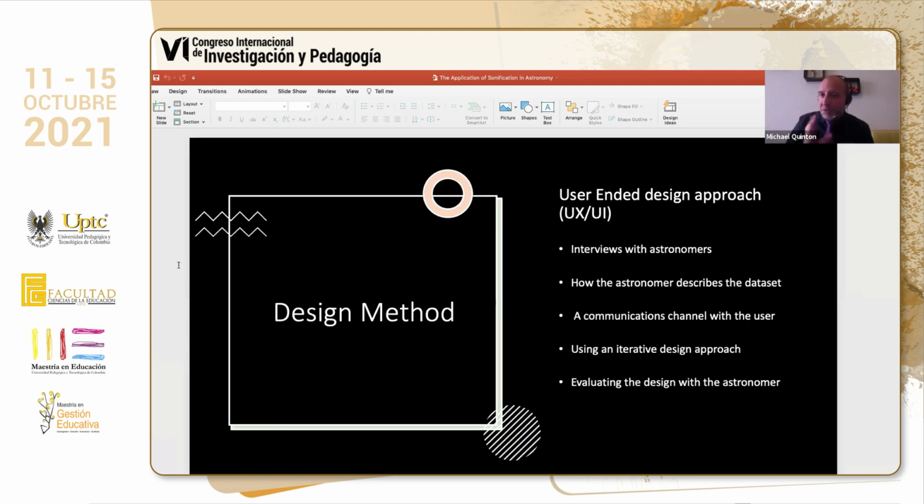But before I move on to that, I just want to emphasize once again that when you're designing a parameter mapping system, it's highly advised, I'm not saying you have to, but it's highly advised to design the system around the astronomer, okay? So in this case, when I designed that sonification that you played, I used a user-centered design approach, or user interface, or user experience design.